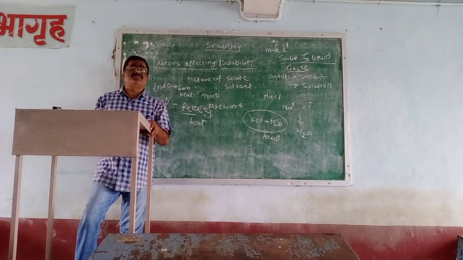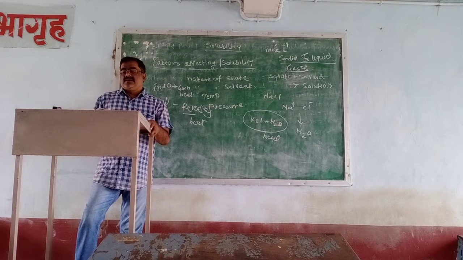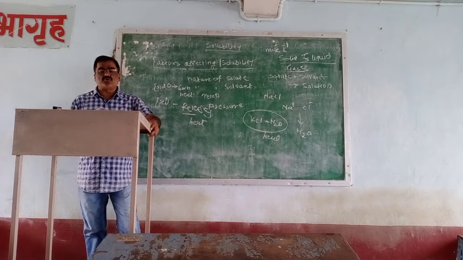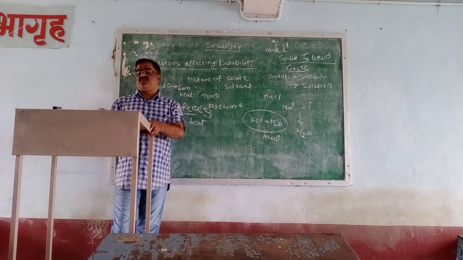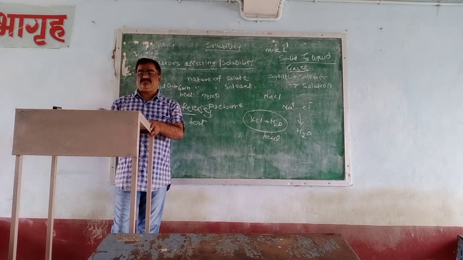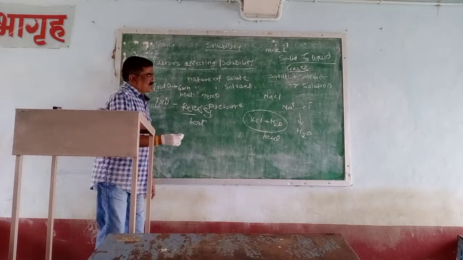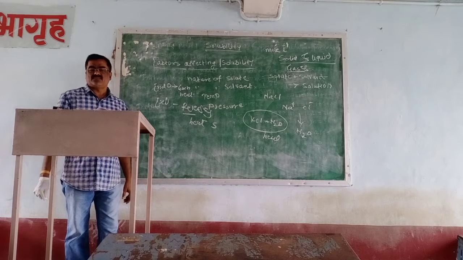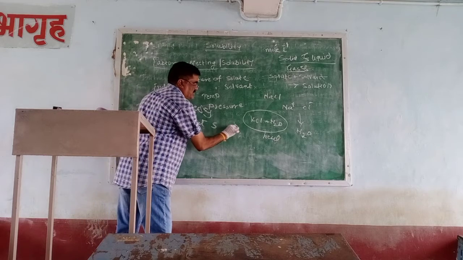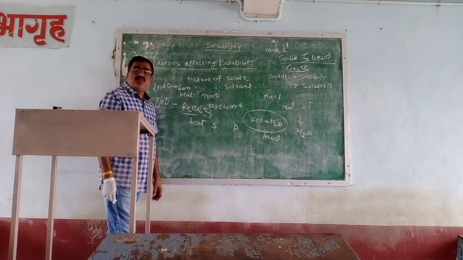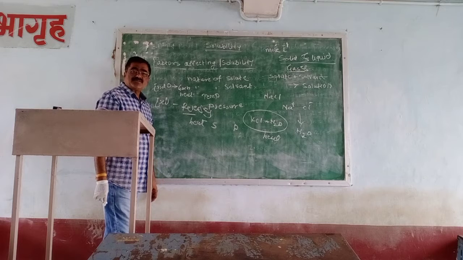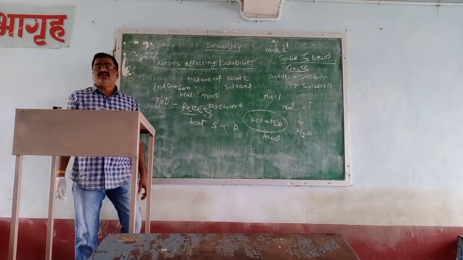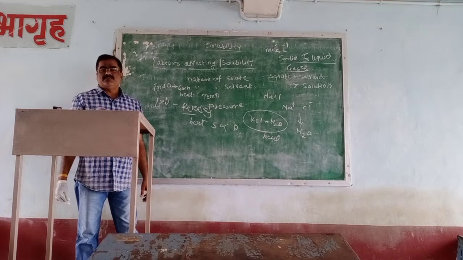What does Henry's law say? It states that the solubility of a gas in a liquid is directly proportional to the pressure of the gas over the solution. Suppose S is the solubility and P is the pressure. The solubility of the gas is directly proportional to the pressure. S is directly proportional to P.